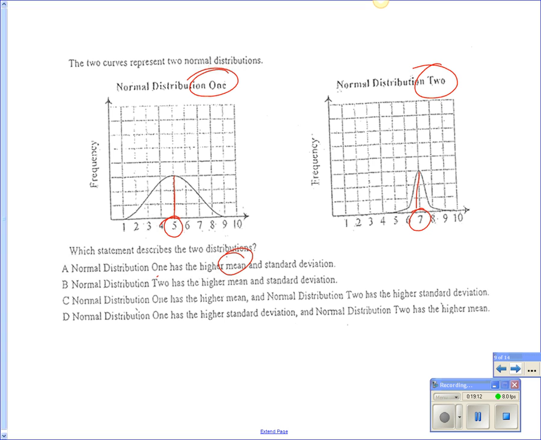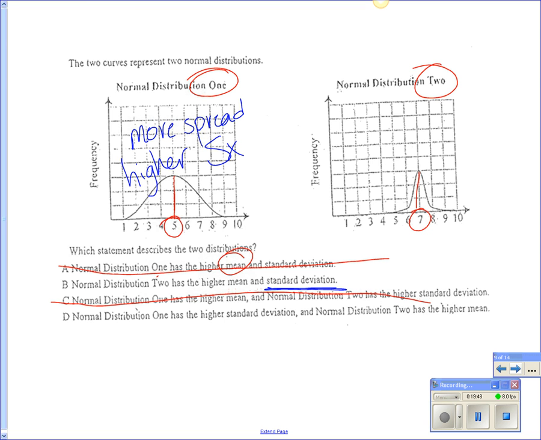So A says 1 has the higher mean, so we can mark that out. C also says normal distribution 1 has the higher mean, so we can mark that one out. So we've narrowed it down to B and D. Now let's talk about the standard deviation. What's the other word for that? Spread, how spread out it is. Which one's more spread out? 1. So 1 is more spread, which means it has a higher standard deviation. So what answer choice says that? D.